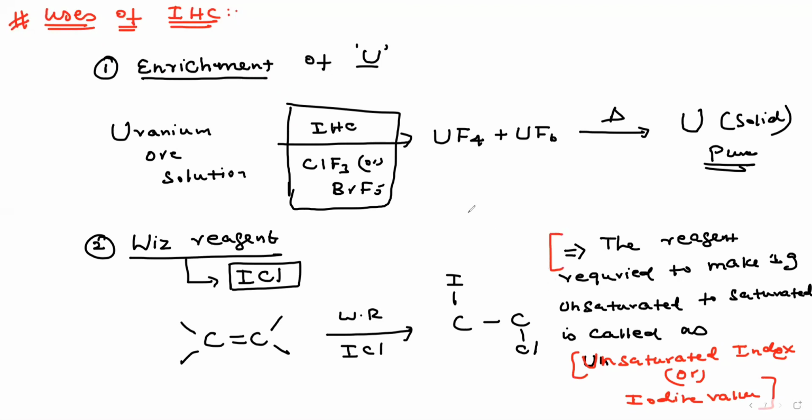Okay. Listen, students, this overall is about the interhalogen compound, a very, very important as well as a very basic topic. You can score the questions from this topic very easily. Just revise. Take only 10 to 15 minutes to revise this topic to get a good score.